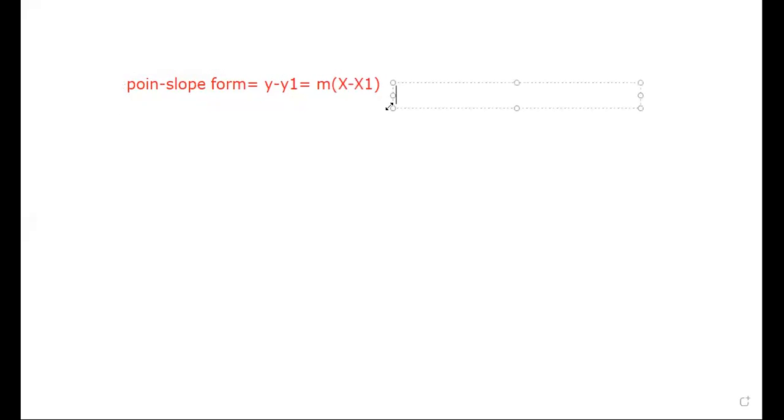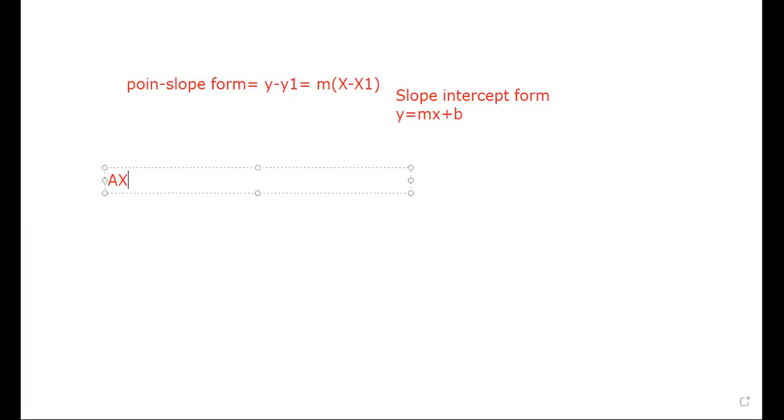Okay. Second type, it was slope intercept form. Who can tell me the formula for the slope intercept form? y equals mx plus b. Thank you so much. And the third one was standard form, which is ax plus by equals c. Yes, thank you so much.